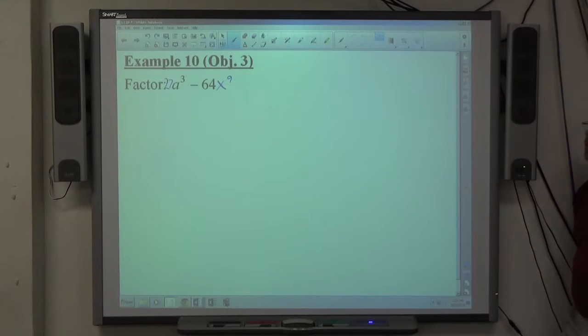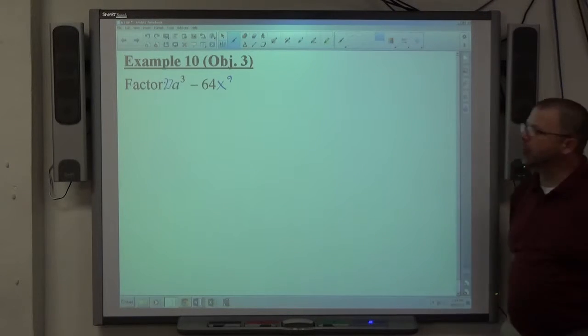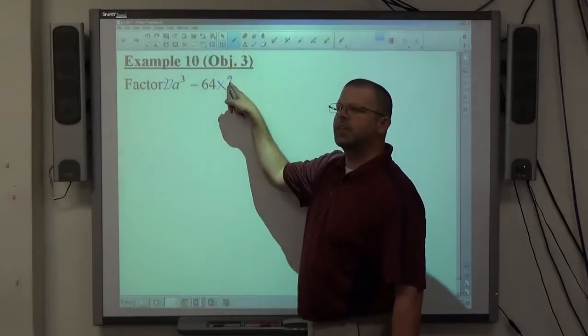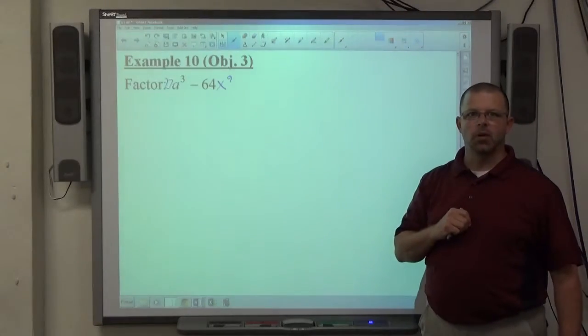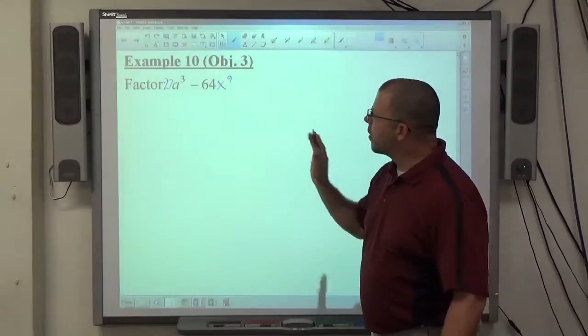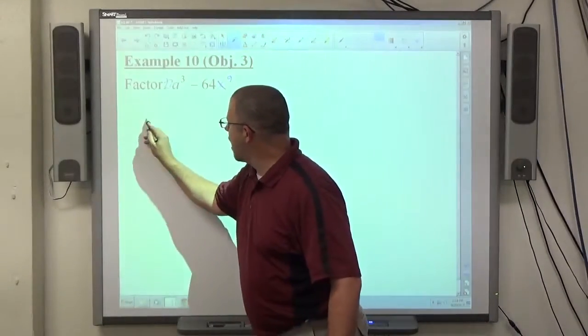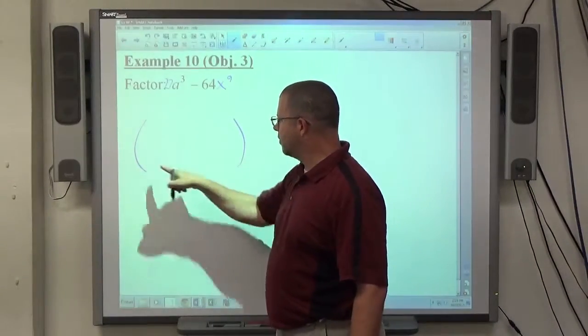All right, so we're going to factor 27a cubed minus 64x to the 9th. Notice it is 27, 3 cubed, 64, 4 cubed. A to the third power, 3 divided by 3, x to the 9th, 9 divided by 3. So it is a difference of cubes. Okay? So, if I want to factor this thing, first job is to factor the first parentheses.